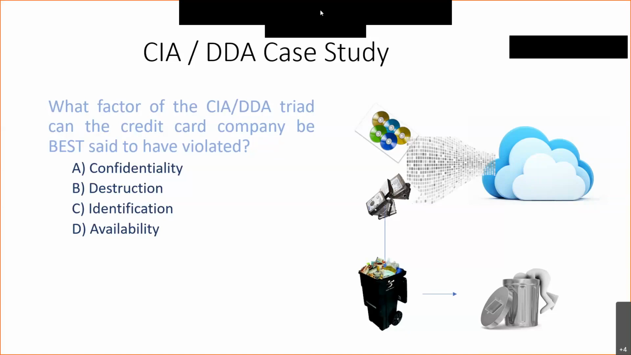In disposing of all these disks in the trash without proper destruction, what factor of the CIA triad can the credit card company be best said to have violated? That is the case study. Whether it is confidentiality, destruction, identification or availability. Once again, I'm explaining this case study: the data was stored on CDs and DVDs, the company recently moved to the cloud, and finally, because of space, they trashed these disks, and somebody dug out this information and tried to exploit your bank users. What is it that this company can best be said to have violated: confidentiality, destruction, identification or availability?